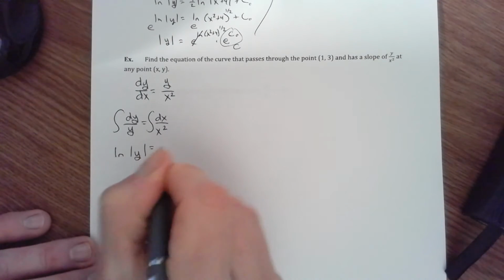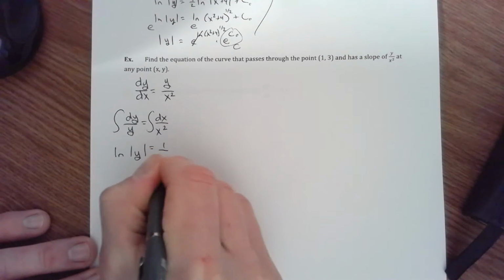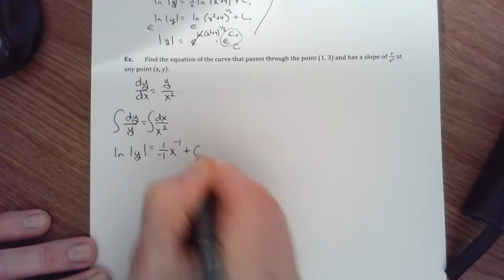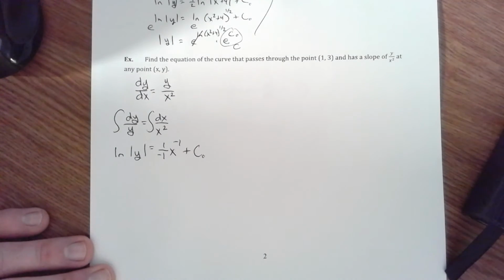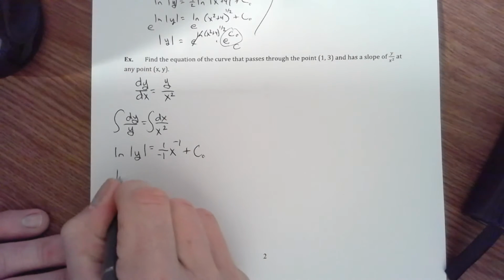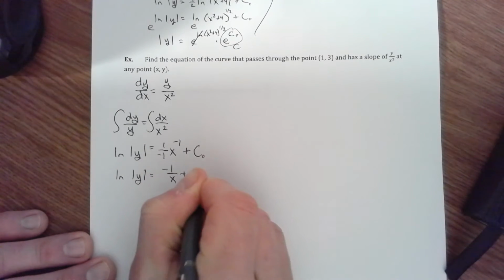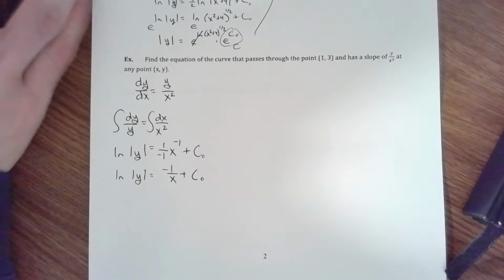And over here, this is a power rule because this can be thought of as x to the negative 2, so it's 1 over negative 1, x to the negative 1, plus c. And I'm going to call this c sub 0, as has been the case the last couple of examples. You will see why later. So what we have is ln of absolute value of y is equal to negative 1 over x plus c sub 0. Just a little bit easier way to rewrite x to the negative 1.